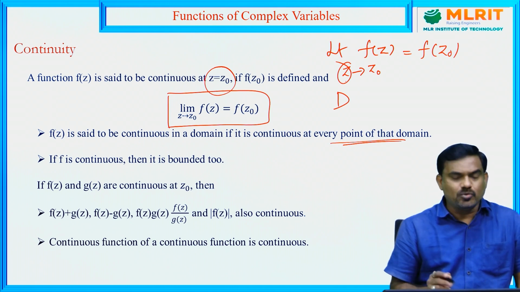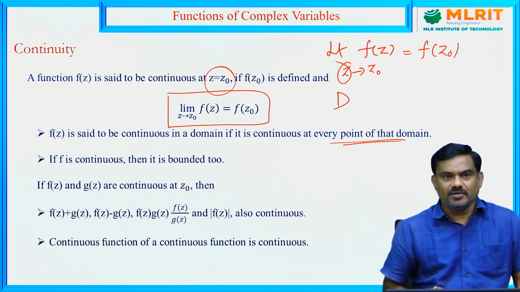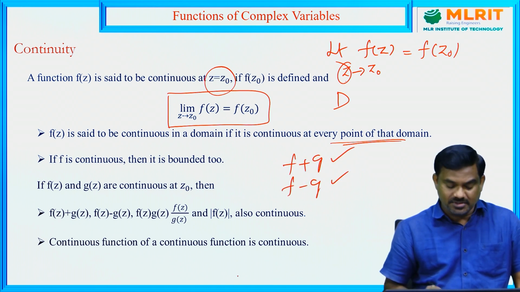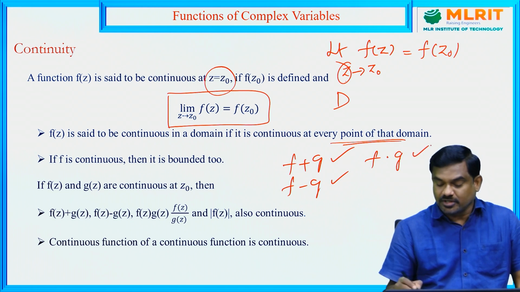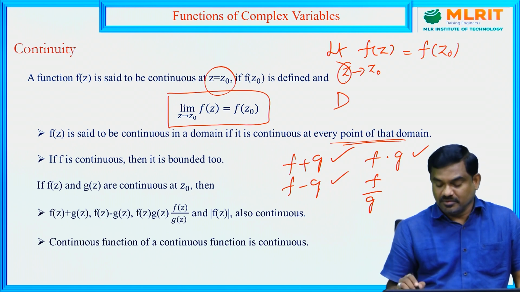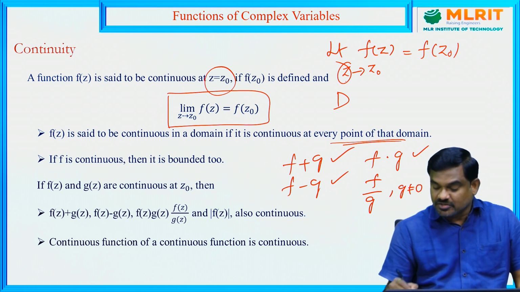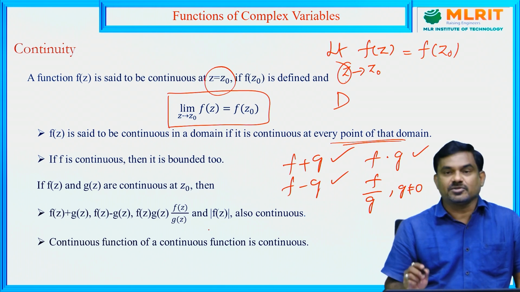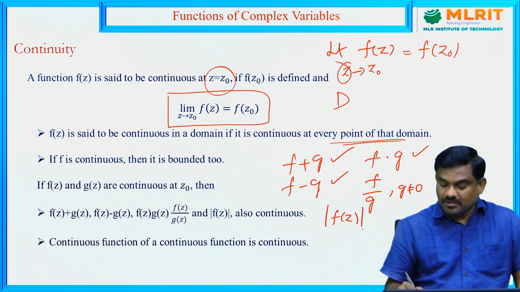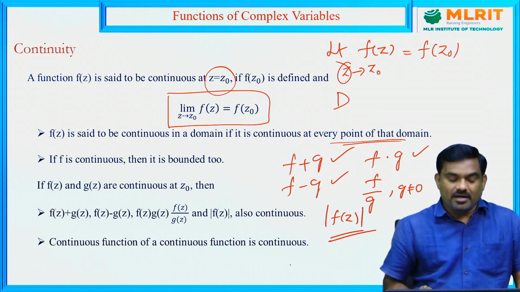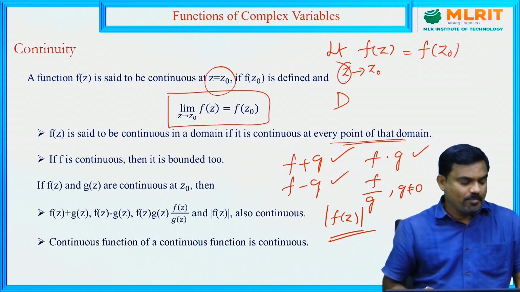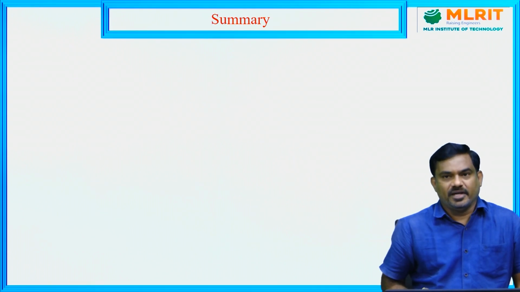If f and g are two functions which are continuous at z0, then f plus g is also continuous, f minus g is also continuous, the product of these two functions is also continuous, and f by g or g by f are also continuous if the denominator function is not equal to 0. If the denominator is 0, that tends to infinity. And also mod f of z is also continuous, and a continuous function of a continuous function is again continuous. So these are some properties of continuity.